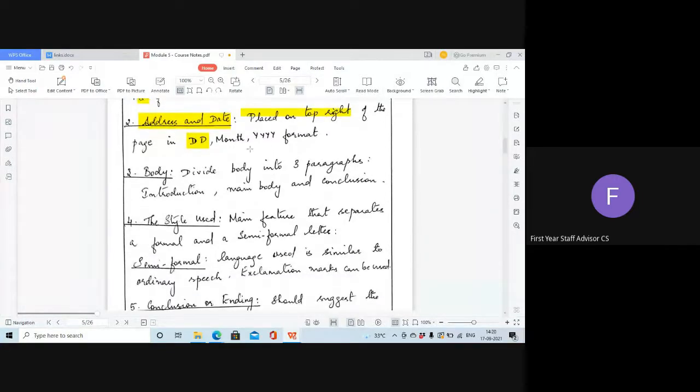Then the body is divided again into 3 paragraphs, that is introduction, the main body, and the conclusion. So the question which I had given you for the series exam was a complaint letter regarding inadequate supply of water. Isn't it? Do you remember the question?